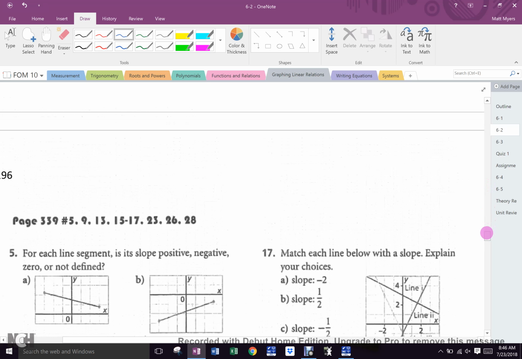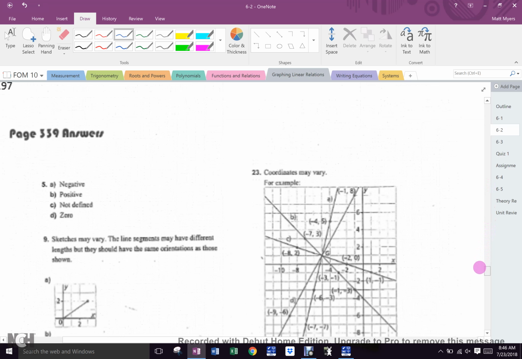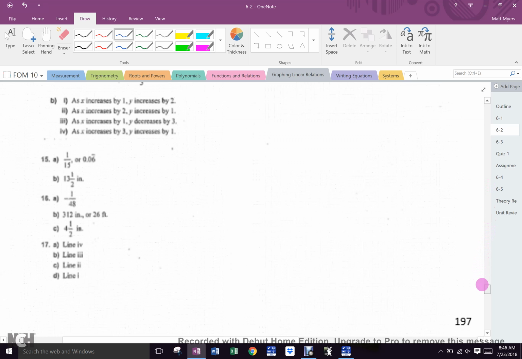When I say go, you are doing page 196. 197 has the answers.